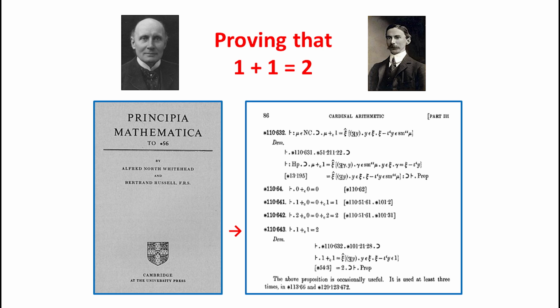Finally, in the early 20th century, in a 3-volume work on the principles of mathematics, the Cambridge logicians A.N. Whitehead and Bertrand Russell attempted to place the whole of mathematics on a strictly rigorous foundation. We conclude by showing their proof that 1 plus 1 equals 2, which isn't reached until well into volume 2. As they jokingly remarked, the above proposition is occasionally useful.